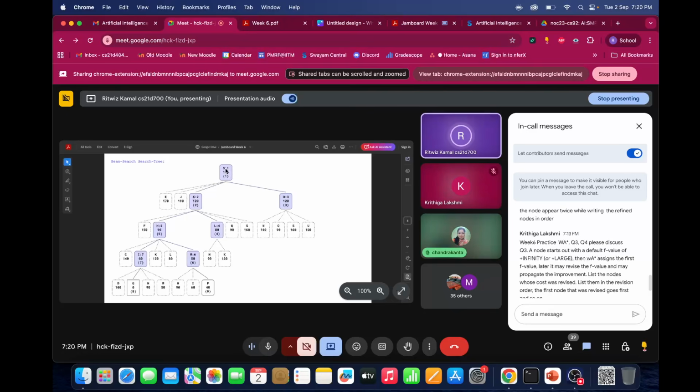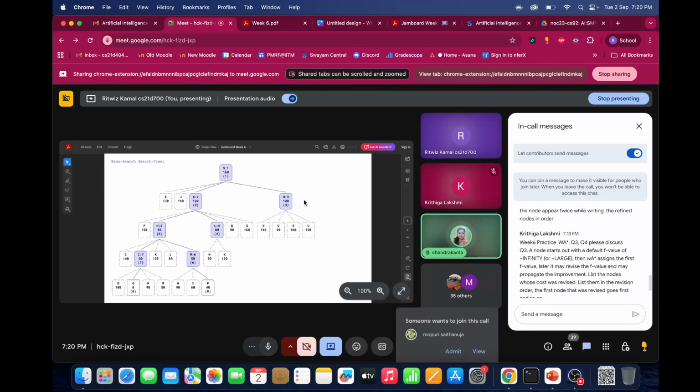When we start with S, we look at all its neighbors, which happen to be E, J, K, and O, right? We calculate the heuristic value for each of them, and as per beam search, given that the beam width is 2, we choose the two best looking nodes at a particular level.